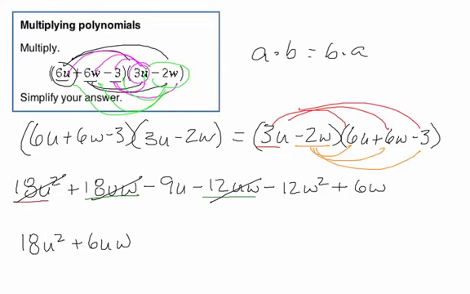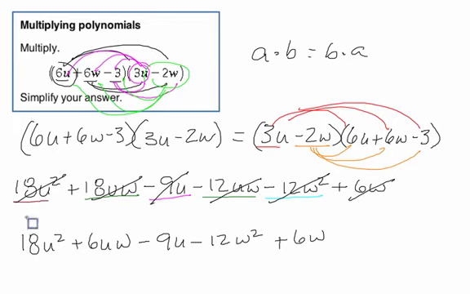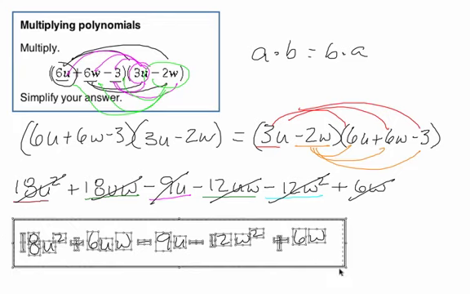Then we have to check. Here's a minus 9u. Are there any other u's? No. So I can just write that down. Minus 9u. Cross it out. Here's a minus 12w squared. No other w squareds. So that stays as a minus 12w squared. Mark it off. And then I'm just left with the plus 6w. Mark it off. And we're all done. That's our answer. Pretty big, but it's okay.